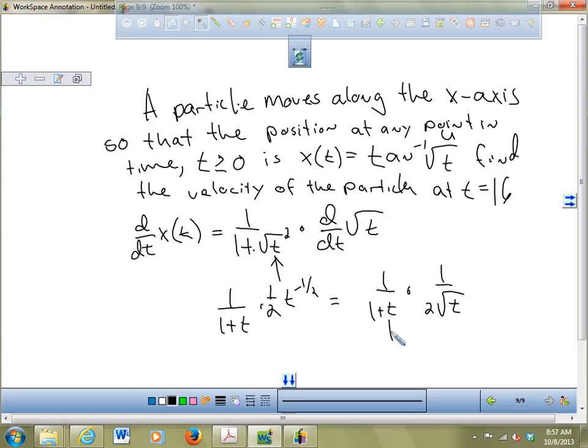And then I just plug in 16. Okay? 16, and I get 1 over 17 times 1 over 2 root of 16, which comes out to be 1 over 17 times 1 over 8, which comes out to be 1 over 136, I think, whatever the units are. Okay? Is that horrible? It's a little horrible, yeah.